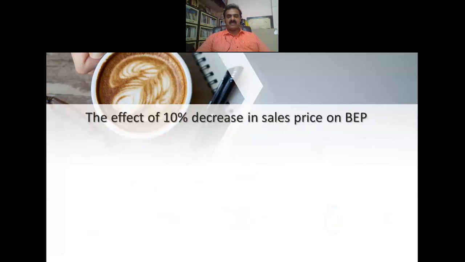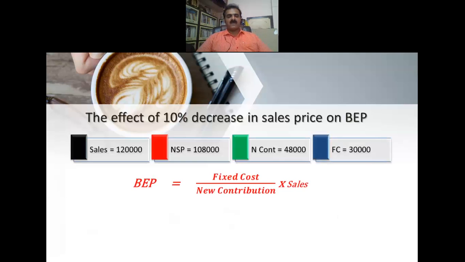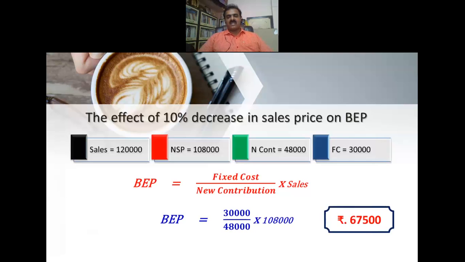The effect of a 10% decrease in selling price. Existing sales was 1,20,000. If it is decreased by 10%, 10% comes to 12,000. 1,20,000 minus 10%, the new selling price is 1,08,000, minus variable cost of 60,000. You will get the new contribution of 48,000. Fixed cost the same, 30,000. Substitute the values in the same formula. You will get 30,000 divided by 48,000, that's the new contribution, multiplied by the new sales, 1,08,000, and you will get a break-even point of 67,500. So, we need to understand here that whenever the selling price is increased, your break-even point comes down. When the selling price is decreased, it will shoot up to 67,500 rupees. So, this is how you need to calculate the effect of either an increase or decrease in selling price.